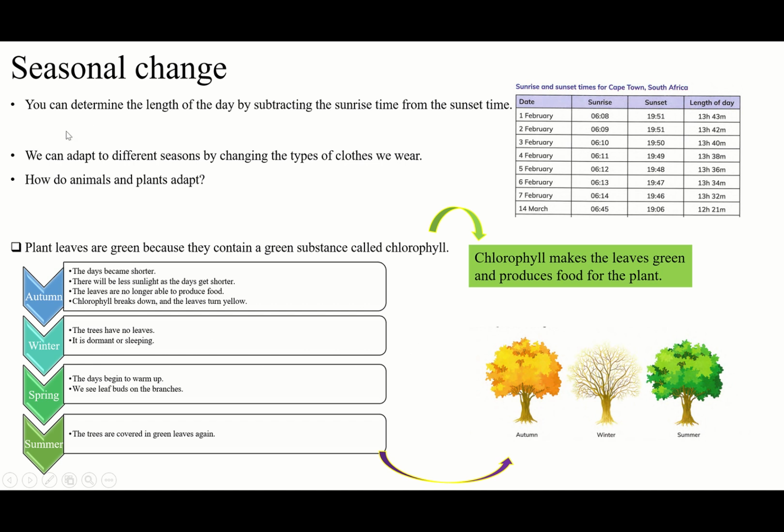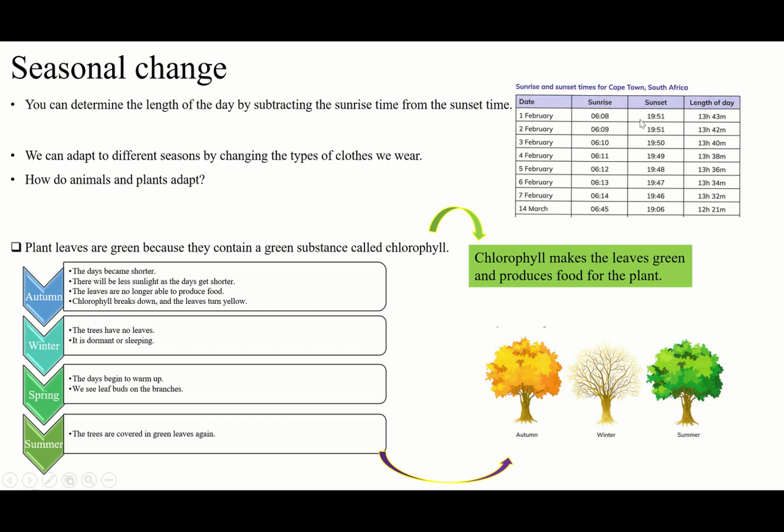You can determine the length of the day by subtracting the sunrise time from the sunset time. So it means if you find the hours and the minutes from sunrise to sunset, this is called the length of the day. If you want to know how many hours and how many minutes the length of the day is, just find it out between the sunrise and the sunset.